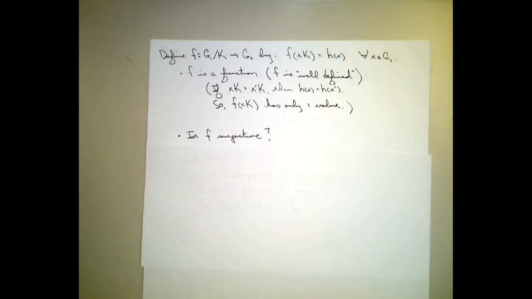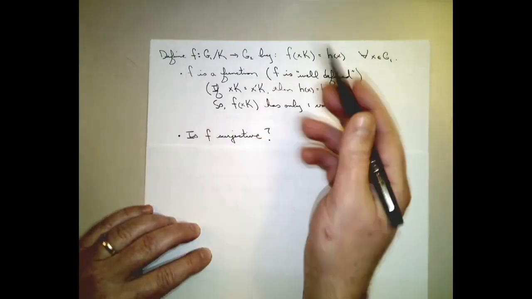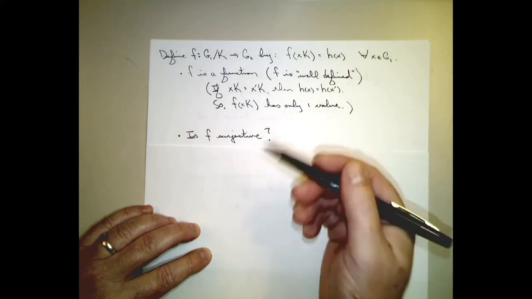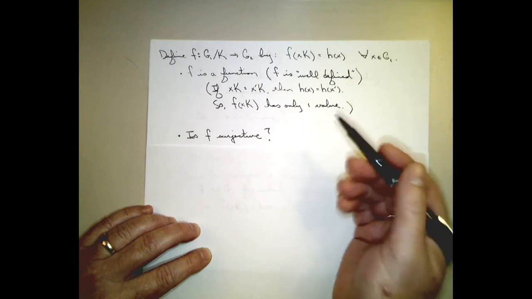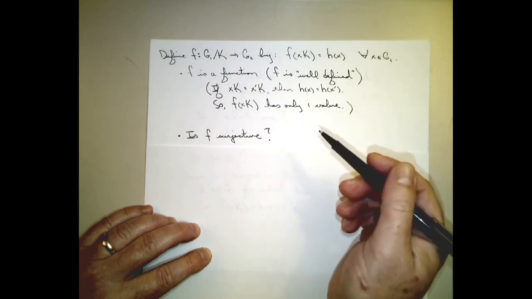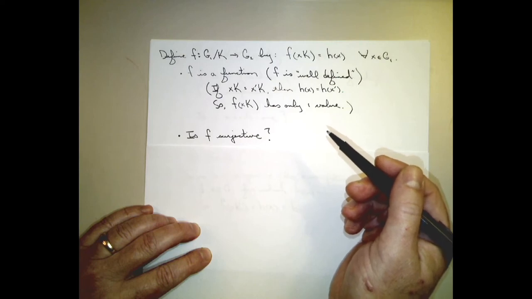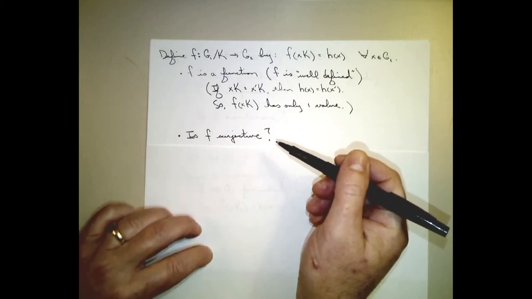Let's check to see if f is a surjective function. Remember, we're going to show that f is a bijection. Now that we know it's a function, it makes sense to ask, is it one-to-one? Is it onto? Does it preserve the operation? Those are the three elements that we're going to need in order to prove that f is an isomorphism. It has to be a bijective function that preserves the operation.